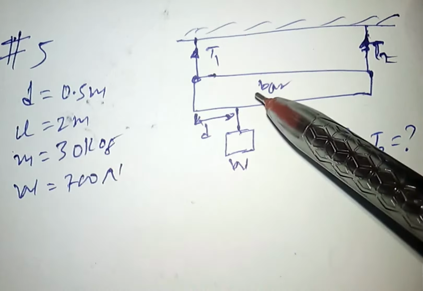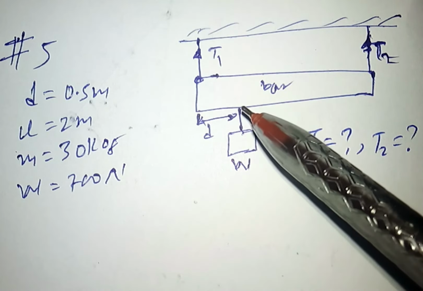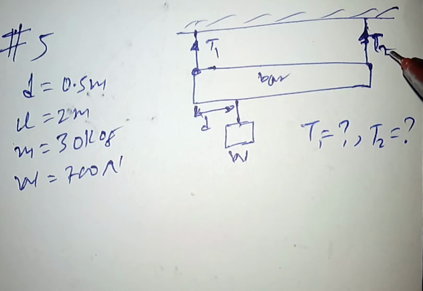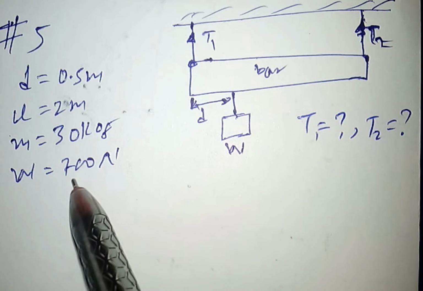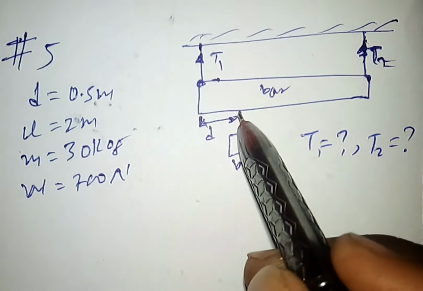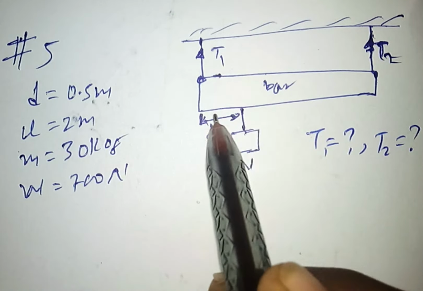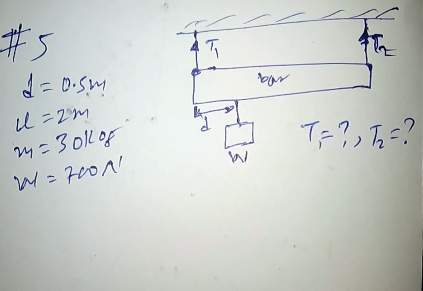A uniform bar of length 2 meters and mass 30 kg is supported by two light strings, and T1 and T2 are the tensions in the strings. The weight W, which is 700 Newton, is hanging at D, which is 0.5 meter from the side of tension 1. What will be the tensions T1 and T2 if the bar is in equilibrium?